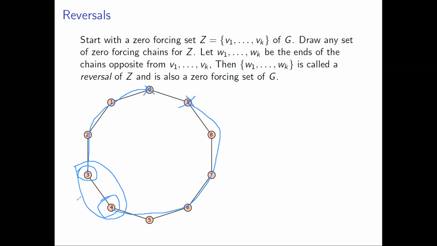However, if I only chose an opposite end of one of the chains, so say I chose, I'll put them in boxes, this one here and this one here. So I chose one of the initial ones we started with, and then I chose one of the opposite ones instead of both opposite ones. We can see that that's not a zero forcing set. So we really do need to use all of the opposite ends, not just some of them.